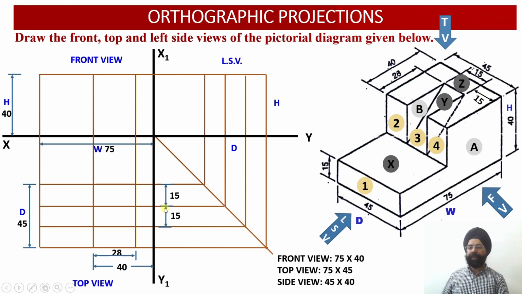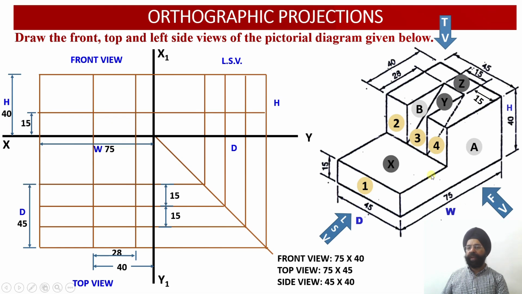So this depth happens to be 15. So automatically the third depth will also be equal to 15 millimeter, and these three depths have been transferred onto the side view also using this transfer line. Now we have got the different locations of the elements of this upper block. Now we move on to the lower block.